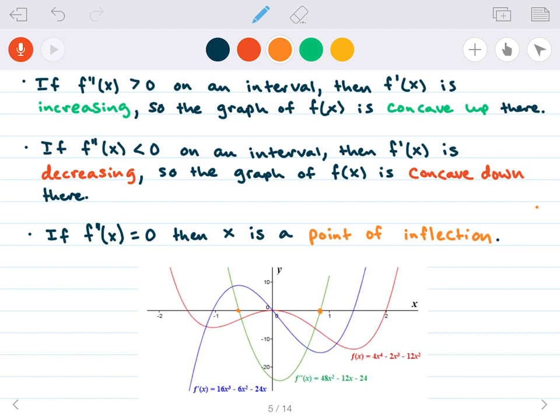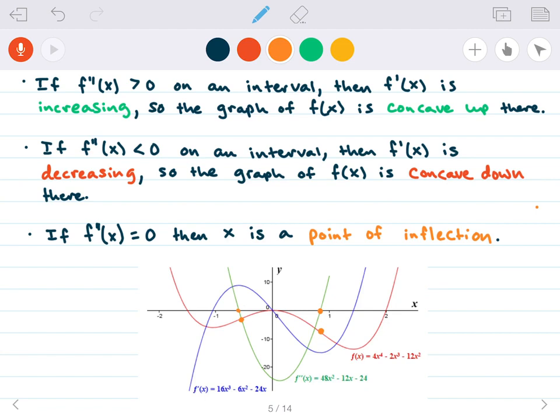So if we look down at our red function, that's telling us that the points of inflection are going to be right here, where it changes from concave down to concave up, and also right here. And it looks like it's changing from concave down to concave up right there. Okay, so those are the points of inflection on our red function.